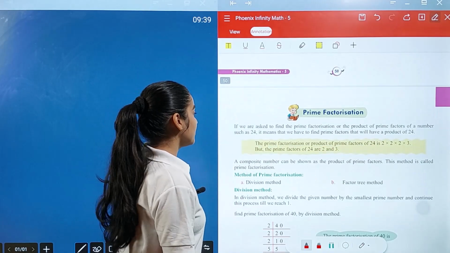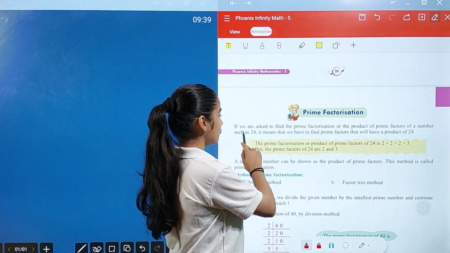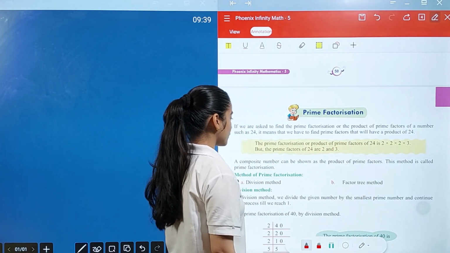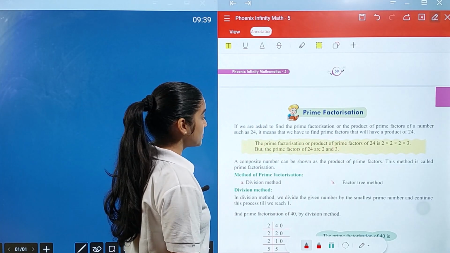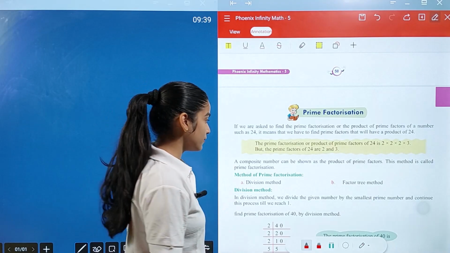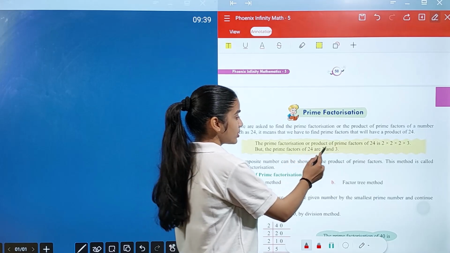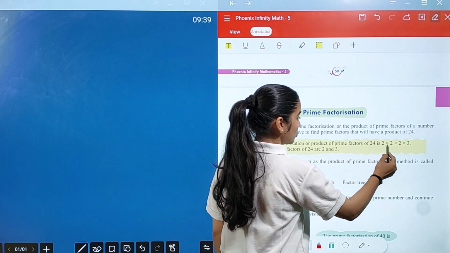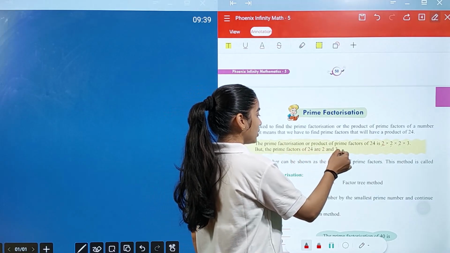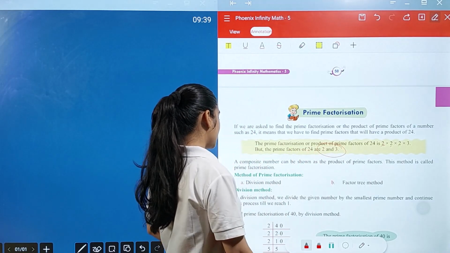Now we have prime factorization. If we are asked to find the prime factorization, or the product of prime factors, of a number such as 24, it means that we have to find prime factors whose product is 24. The prime factorization of 24 is 2, 2, 2, 3, but the prime factors of 24 are 2 and 3. Okay, let's understand it.